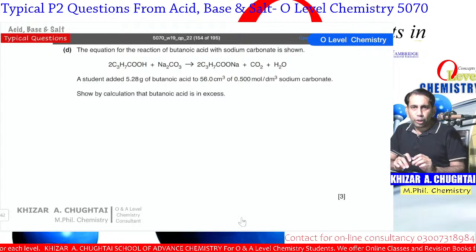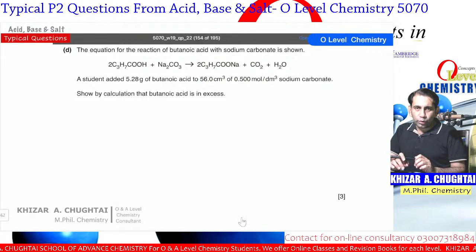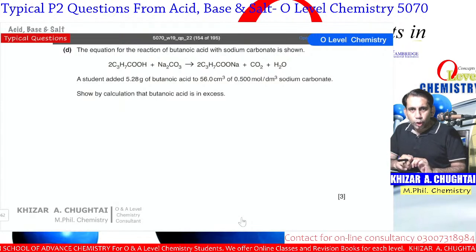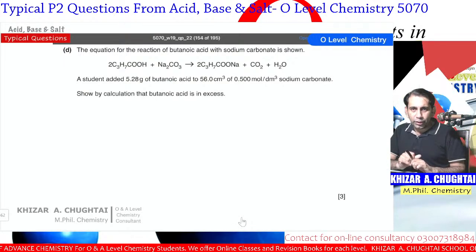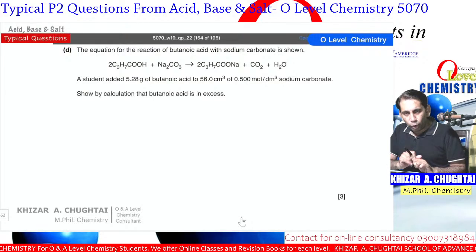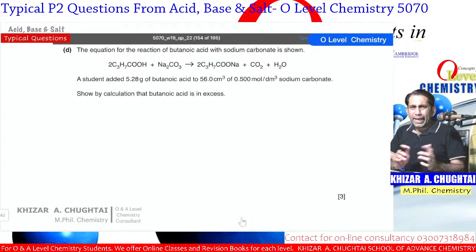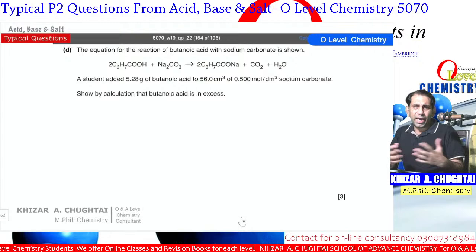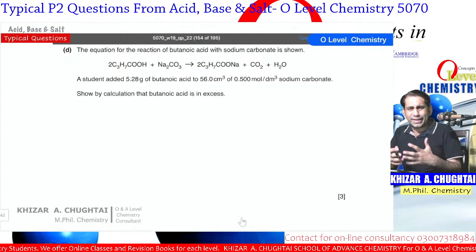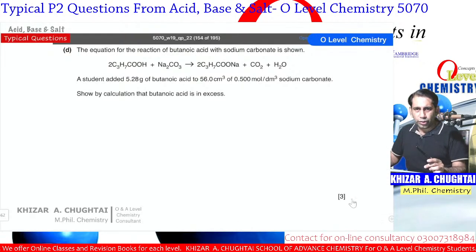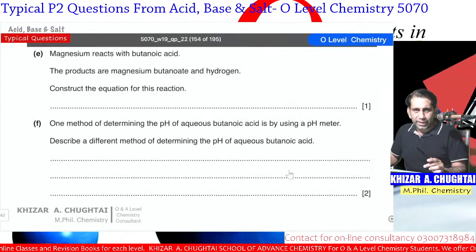The equation for the reaction of butanoic acid with sodium carbonate is shown. A student adds 5.2 grams of butanoic acid to 50 centimetre cube of 0.5 mole per dm cube sodium carbonate. By calculation, you will have to prove that butanoic acid is in excess. I have told you, I'm not going to solve it again. Come to the next one.